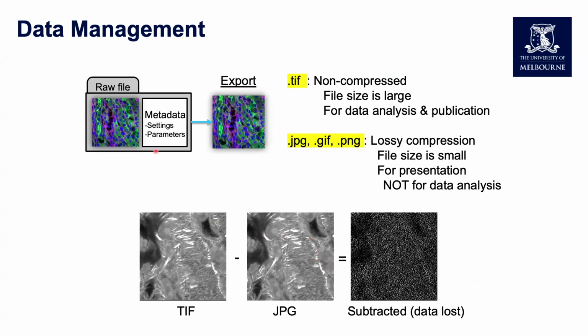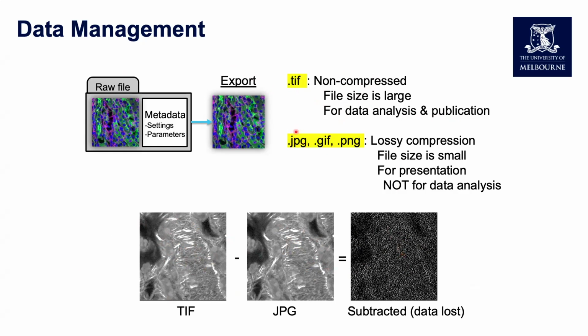Next thing, if you've got your raw file with your metadata, if you're going to export that for analysis, then we suggest that you use a TIFF file format, and that is because it is what's called lossless compression. So there's no compression going on. Your file size is large. Ideally, you should be using that for data analysis and publication. I've shown a panel at the bottom here that if we take the same image as a TIFF file, convert it to a JPEG, and then subtract the two from each other, this is the information that you've lost just by doing that conversion.